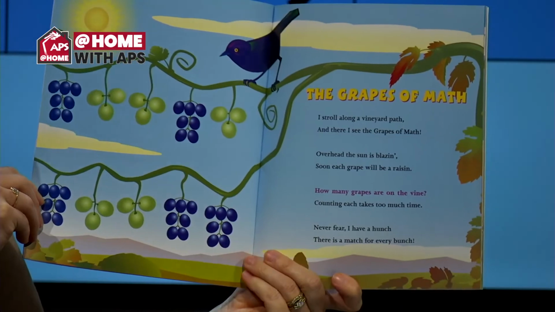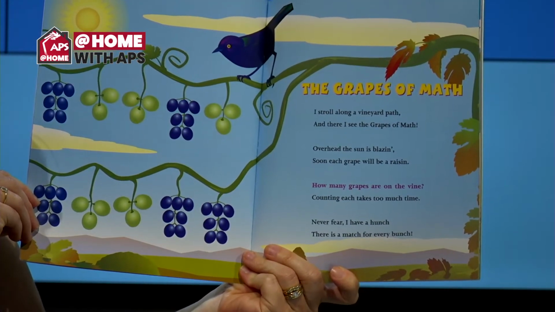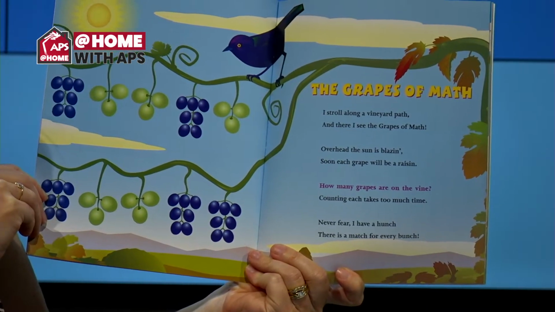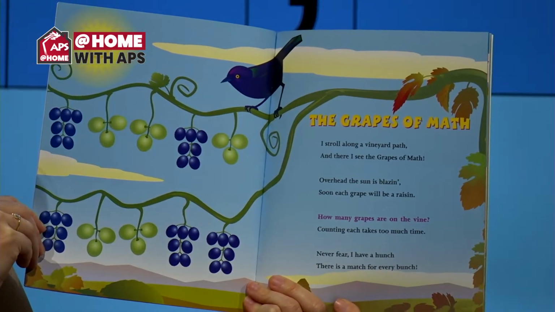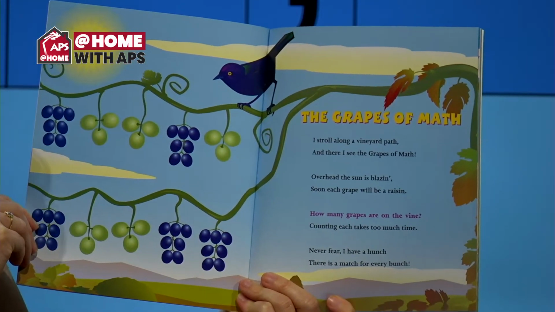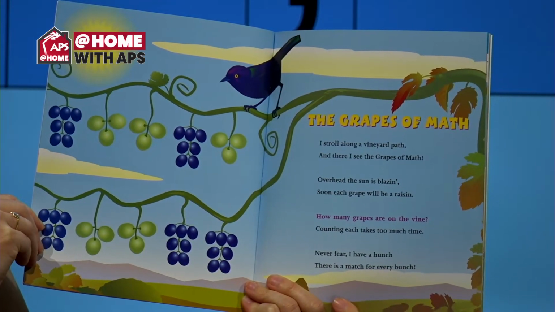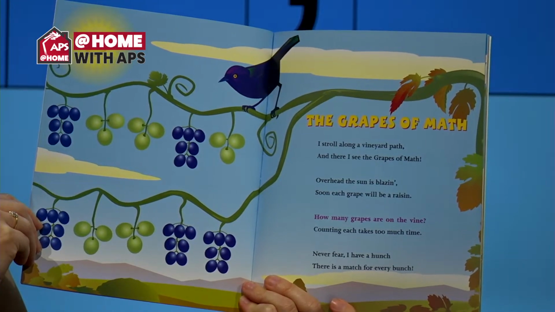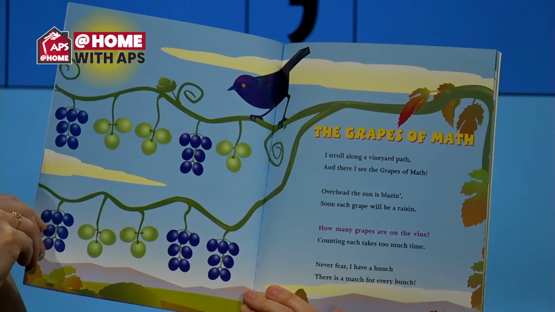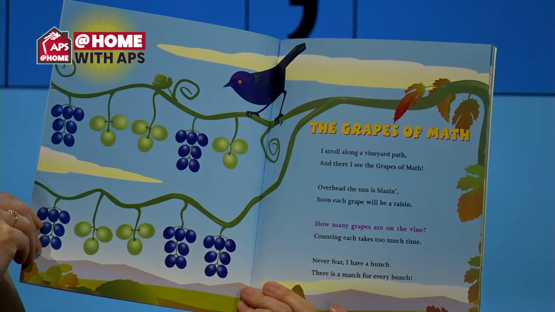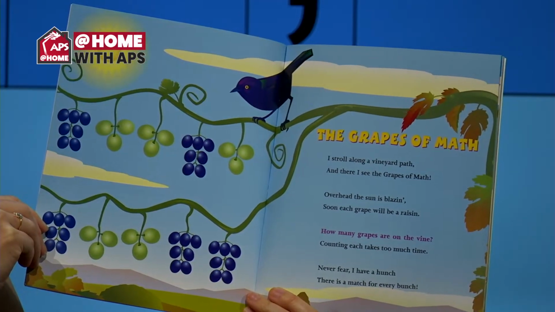The grapes of math. I stroll along a vineyard path, and there I see the grapes of math. Overhead, the sun is blazing. Soon each grape will be a raisin. How many grapes are on the vine? Counting each takes too much time. Never fear, I have a hunch. There is a match for every bunch.